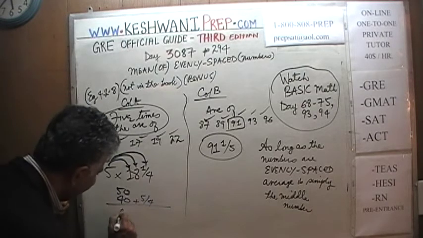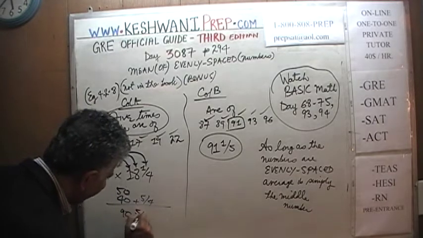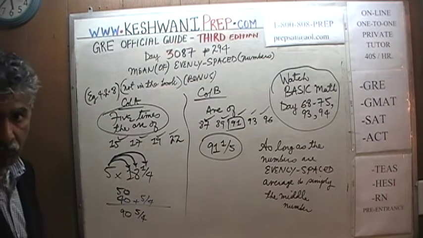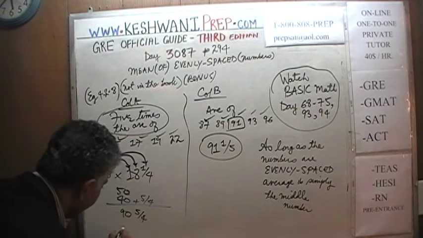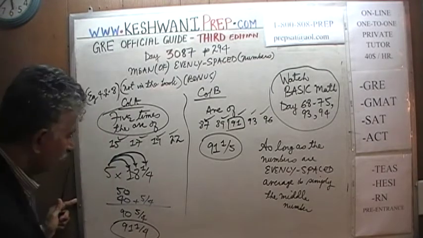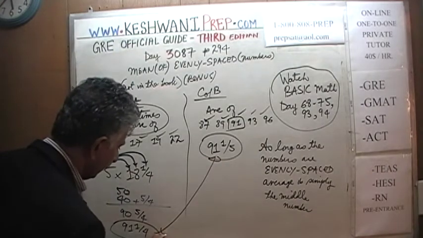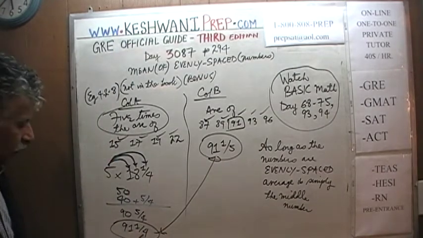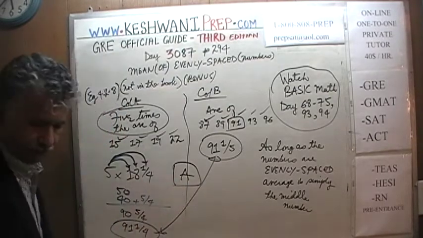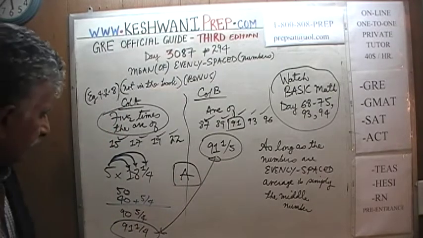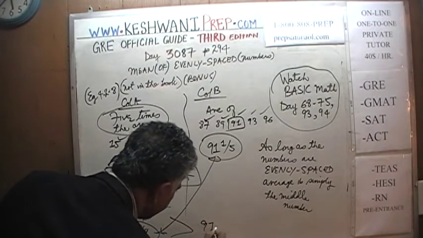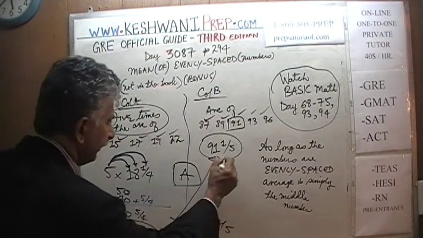40 plus 50 is 90. So it's 90 and 5 quarters. 5 quarters is the same as 4 quarters and a quarter. So it's just 91 and a quarter. 91 and a quarter versus 91 and 1/5. Of course, a quarter is more than 1/5, so the answer is A. Answer is A, because 91 and 1/4 is bigger than 91 and 1/5.